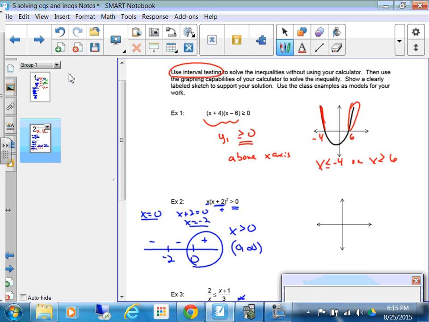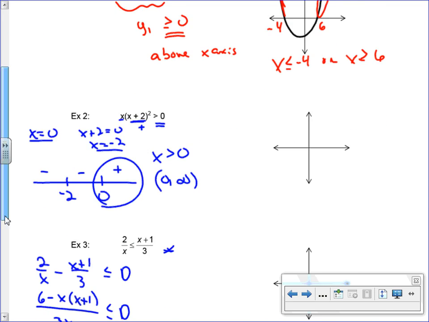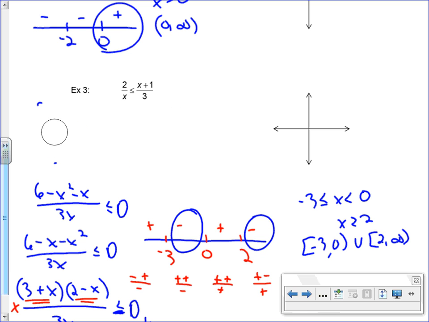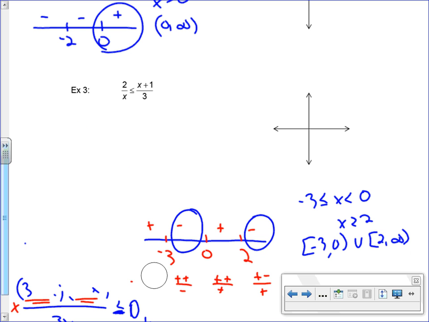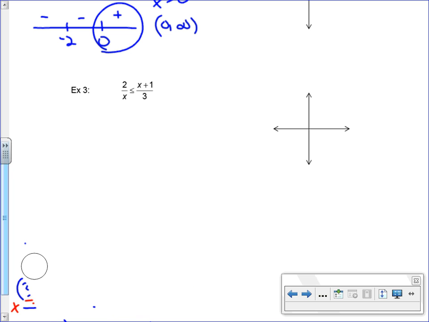All right? When we get to the last one, because it's got two ways to solve it, you can solve this either by putting in a y1 and a y2, like it's written. This will work most of the time. It works okay. So you'd say y1 equals 2 over x, and then you'd say y2 equals (x plus 1) over 3.